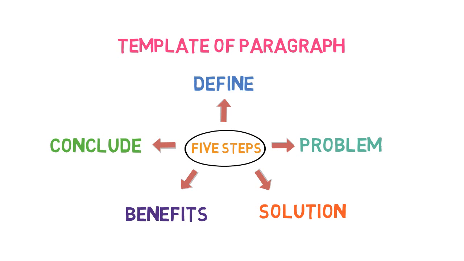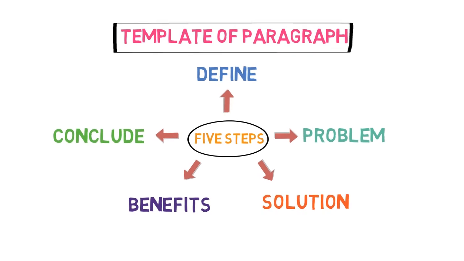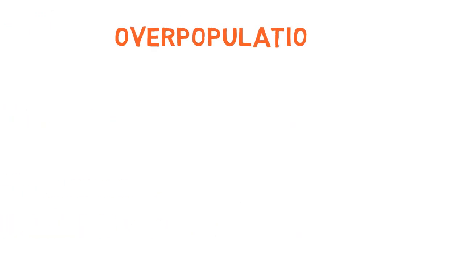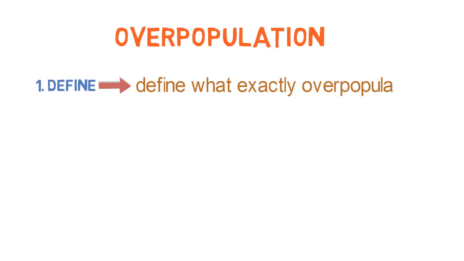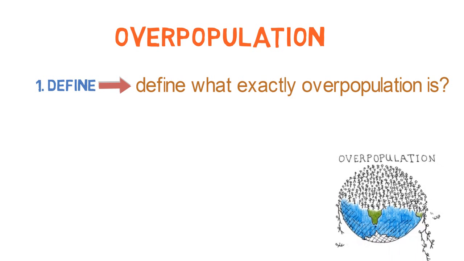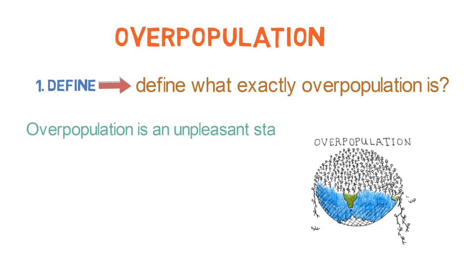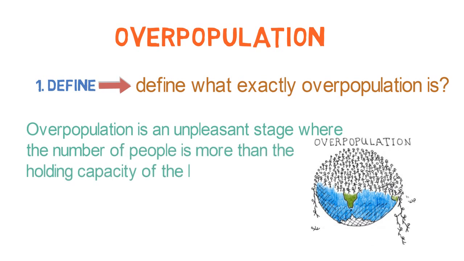Now we will apply this template for our topic, which is on overpopulation. The paragraph is on overpopulation. Now what is the first step? The first step is to define what exactly overpopulation is. Here you have to specify what overpopulation is all about. You can write in this way. Overpopulation is an unpleasant stage where the number of people is more than the holding capacity of the land.